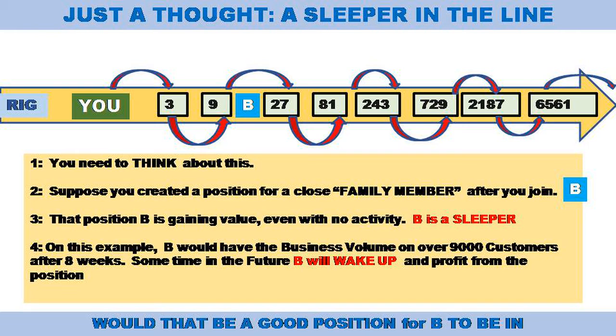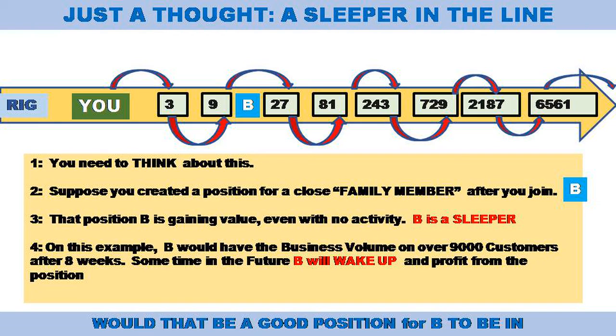Here's you in the line, and you've made a start. Supposing you created a position for a family member. Let's call it position B. Now let's assume also that B is too busy to do anything for a bit. So B is inactive for a bit, but he's still gaining in value. He's collecting on the business volume from everybody. So after about 8 weeks, he'll be collecting on the business volume for about 9,000 people.